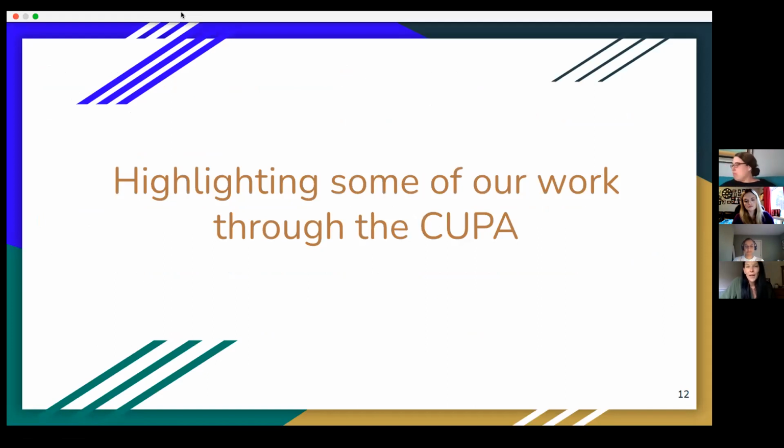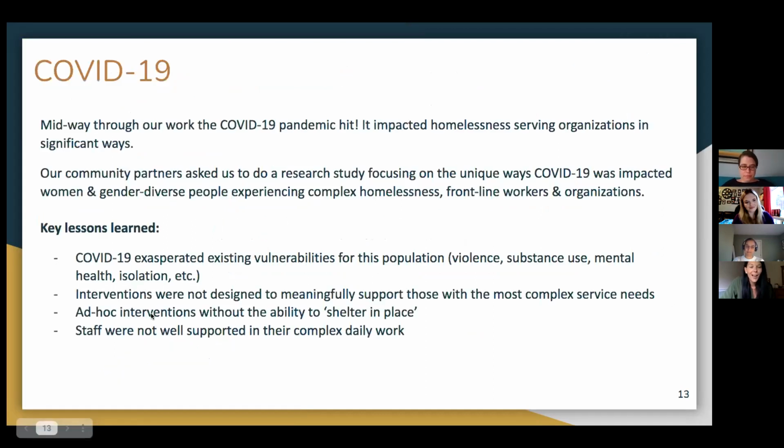So now I'm going to spend a little bit of time highlighting some of the work that we've been doing over the past few years of the CUPA. As we mentioned, COVID hit midway through the project, and it shifted our work in a number of ways. We knew that the COVID-19 pandemic was going to have a really significant impact on housing and homelessness serving organizations, particularly shelters and the drop-in programs that we were connected to. So we did go to our community co-leads and ask them what they wanted us to do. And we actually at that point offered to pause the work. We knew that they were going to be so busy dealing with everything on the ground. We didn't want to take up their time unnecessarily, or if things were pausing or shifting.